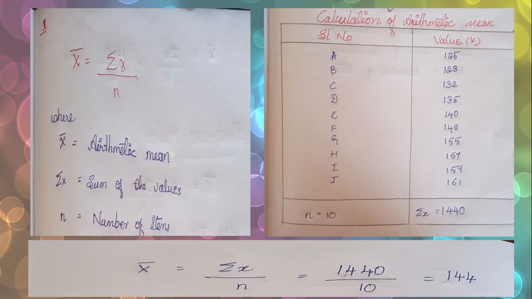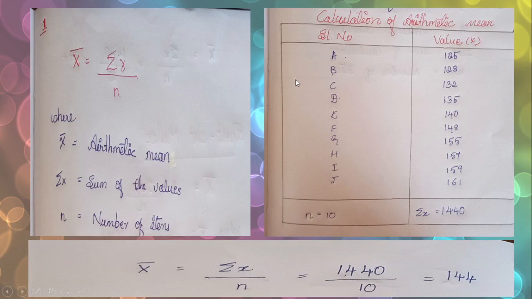The average calculation formula is written like this: x bar equals summation x divided by n. Here x bar indicates arithmetic mean, summation x indicates the sum of the values, and n indicates the number of items. So I write this as calculation of arithmetic mean.